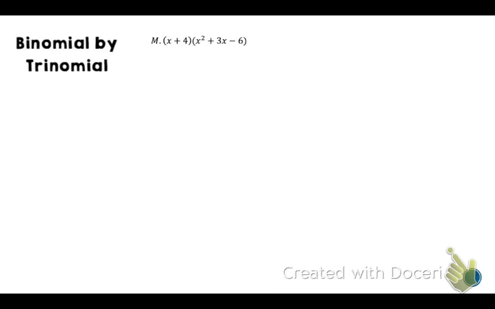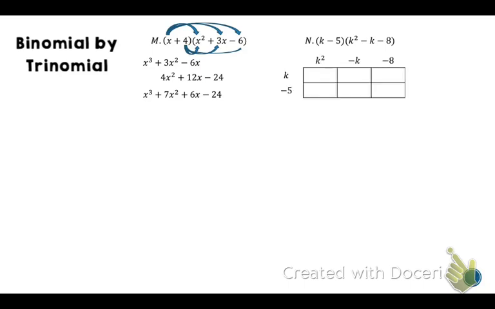Now let's multiply a binomial by a trinomial. I'm going to use distribution. So first we have x times the second parenthesis, so that's going to be x cubed plus 3x squared minus 6x. Then we have 4 times the second parenthesis, so that's going to be 4x squared plus 12x minus 24. That's going to be x cubed plus 7x squared plus 6x minus 24.